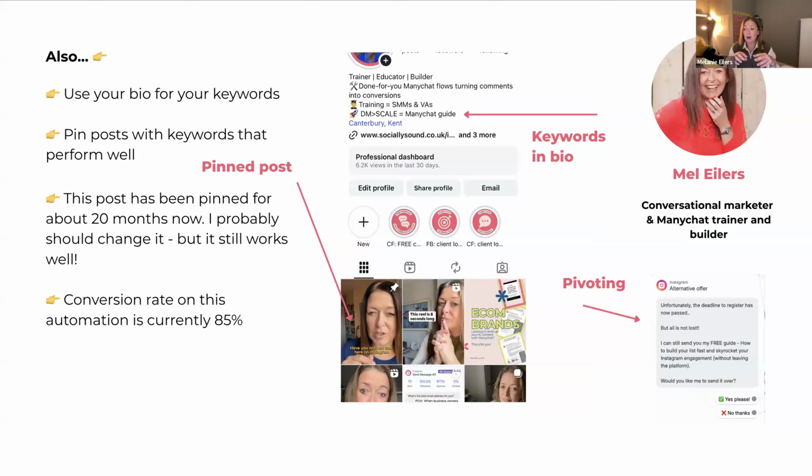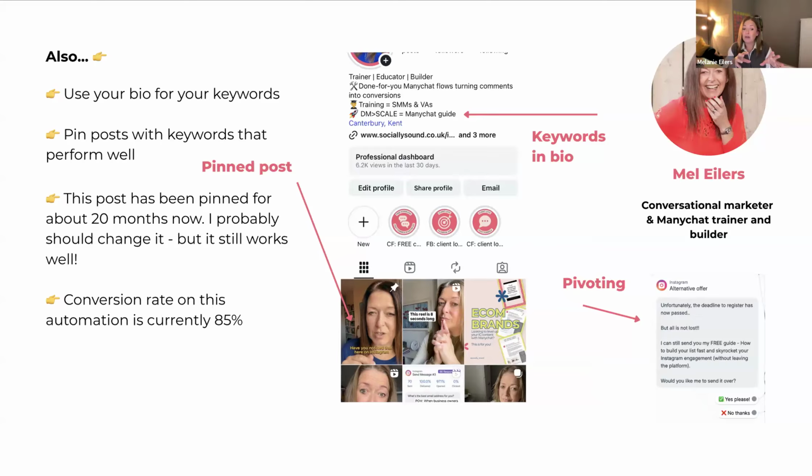That pinned post is there on my profile, and has been there for just shy of 2 years, about 20 months now. I keep thinking that I should change it. I look a bit different, but it still works really, really well. So therefore, it is still pinned.